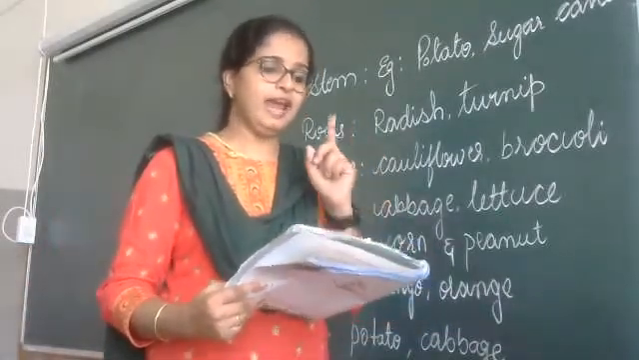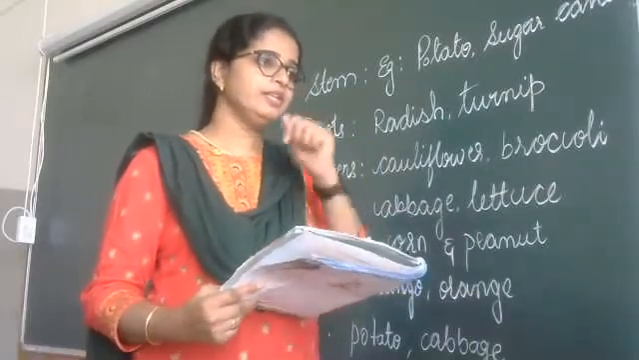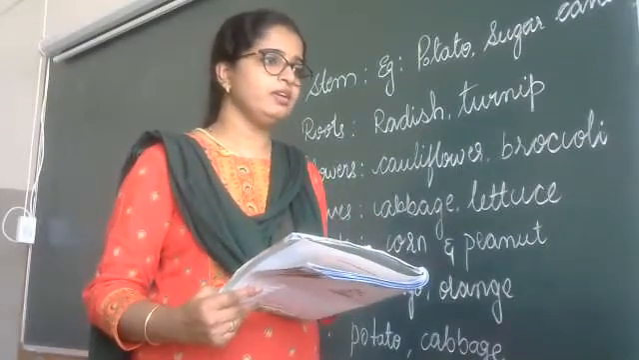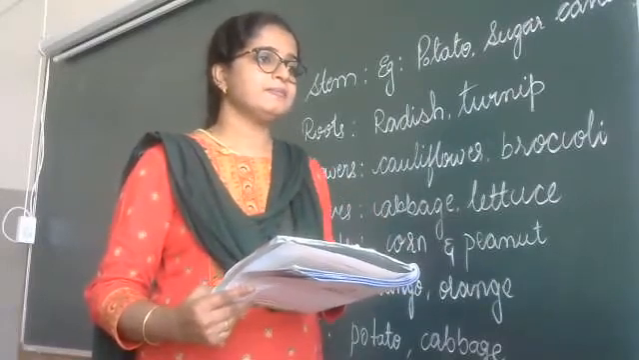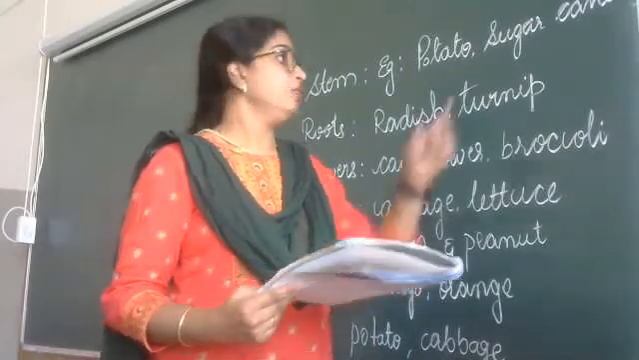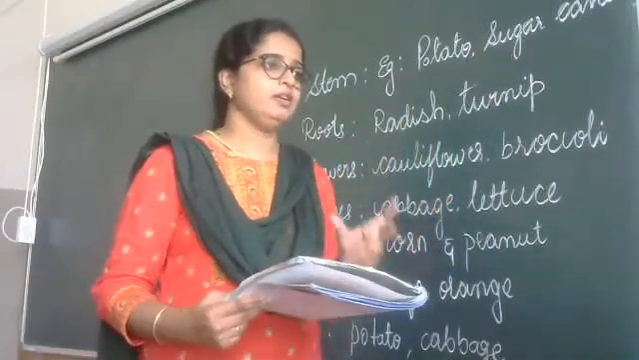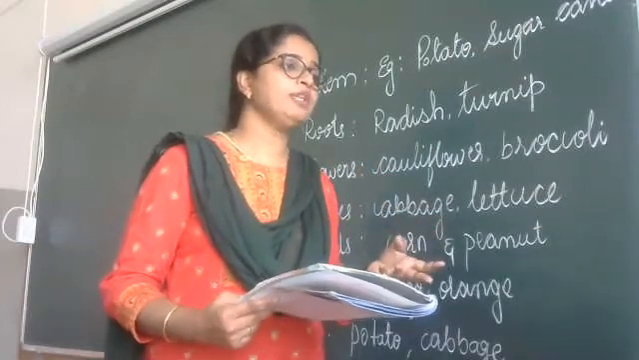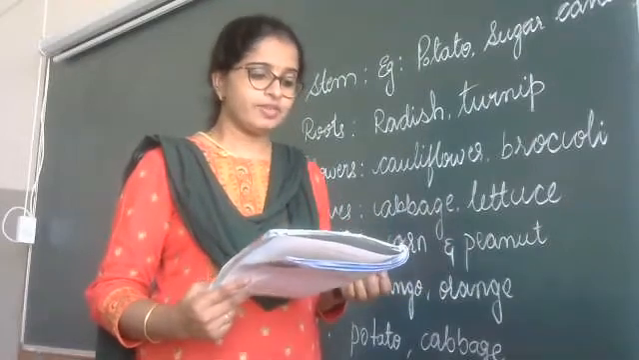We get tea and coffee and sugar from plants. You know this? We drink tea every morning. We drink coffee and we eat sugar. From where do we get all these things? From? Sugar. Yes, from sugarcane. From sugarcane we get sugar. Tea plant, coffee plant. See, we are totally dependent on the plants. Everything we are getting from the plants.